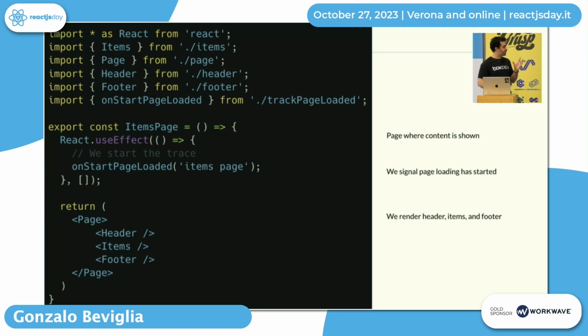To use this small abstraction, we have the world's simplest page, the items page, which renders three things: a header, a list of items, and a footer. Because the page itself, the layout, does not fetch the items, it does not know when it has finished loading. It is only concerned with these three pieces of the layout. This is where one of our previous methods comes in handy. We will signal that page load has started by calling the onStartPageLoaded method.